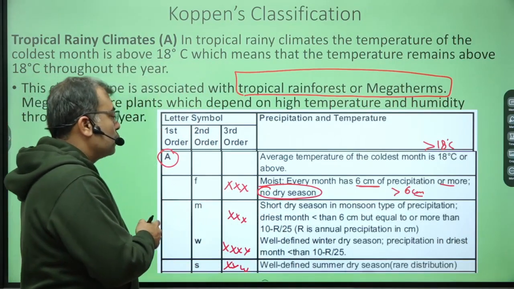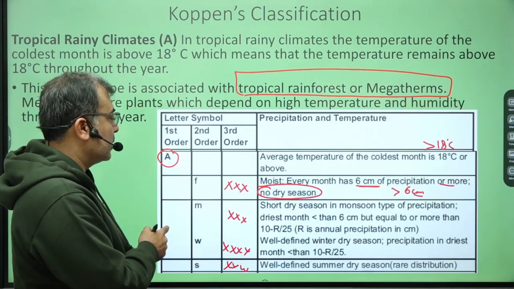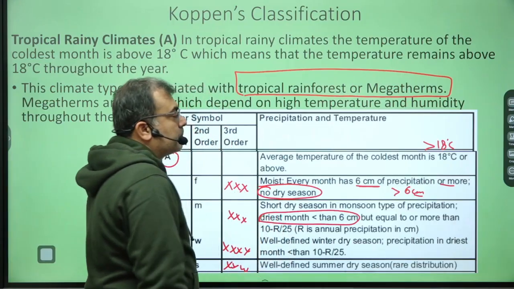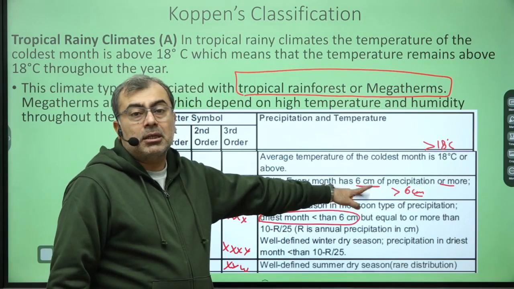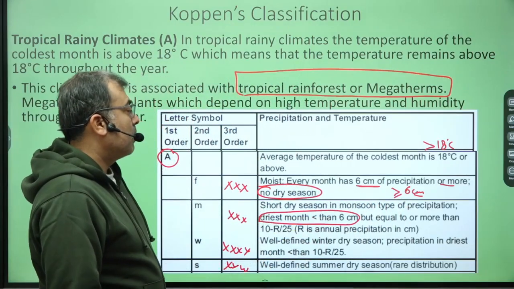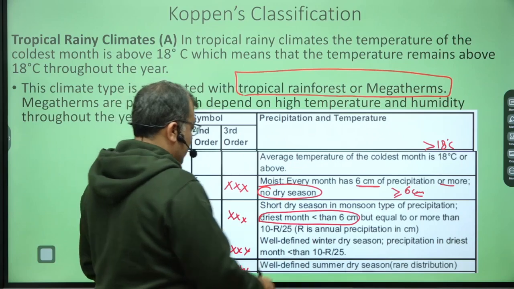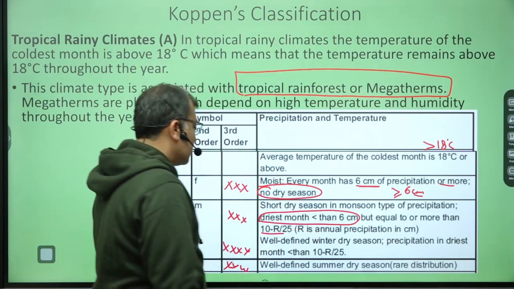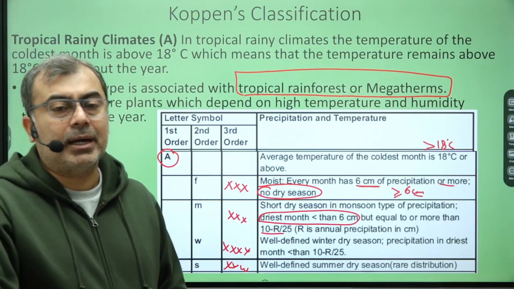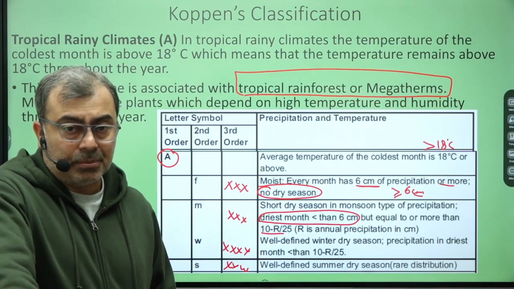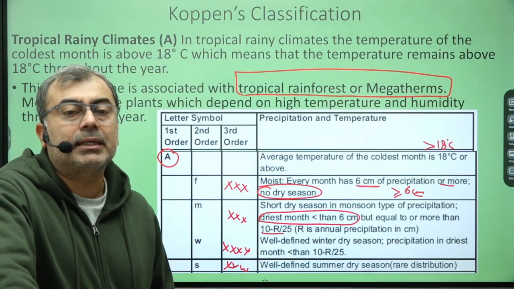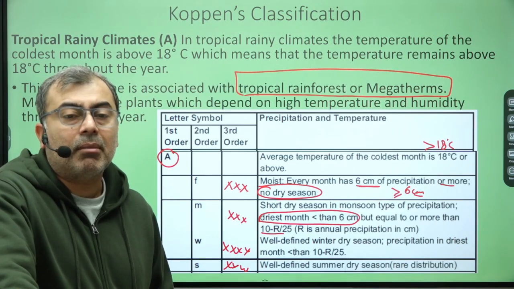M means monsoon type. Monsoon type precipitation is where the driest month may have less than 6 centimeter. In the previous one, all months have 6 or more. But in this you can have the driest month less than 6, but equal to or more than 10 minus R by 25. This is the formula to find out M. M is 10 minus R by 25. R is the annual precipitation in centimeters. Do we get that? So 10 minus annual R.